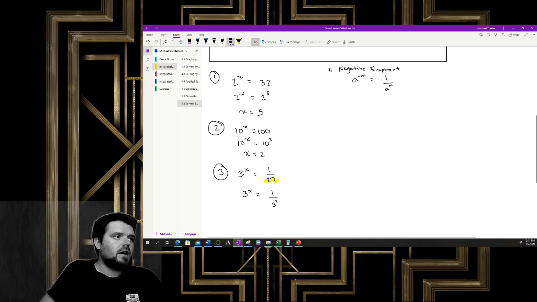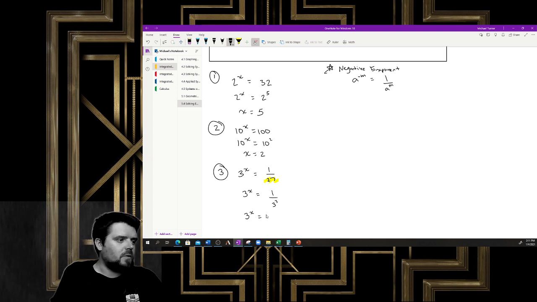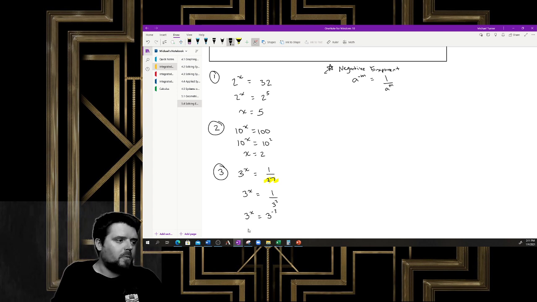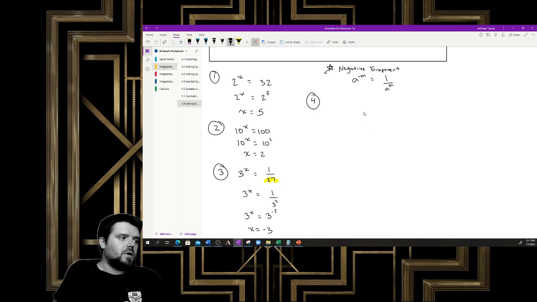Now, using my negative exponent rule, I can rewrite this so that it's no longer a fraction. 1 over 3 cubed, according to the negative exponent rule, is the same as 3 to the negative 3rd power. Now we have the same base, and therefore my answer to this problem is x equals negative 3. Okay. Let's do one more that looks like that.